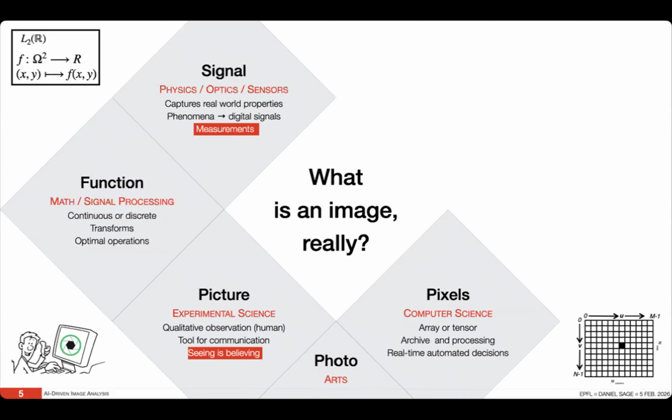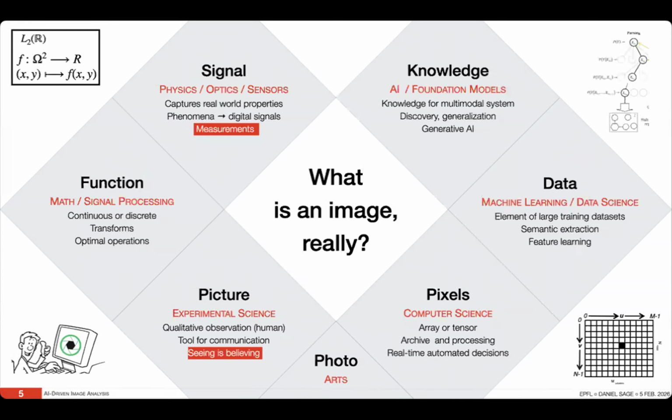So the engineer, the mathematician, or the signal processing person like me, sees the image as a mathematical function. So it's also a way to design very efficient and optimal operations if you think that an image is finally a mathematical function. Another aspect: the physicist sees the image as a signal. It's a response that captures the real-world properties of some phenomenon. So it's also very linked to measurement.